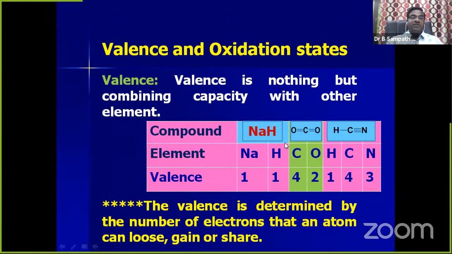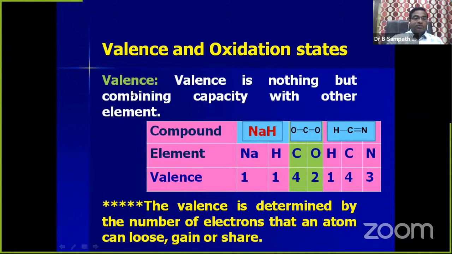Okay, children. Next, we have valency and oxidation states. This is very, very important, children. Once we understand this valency and oxidation state, it is very easy to write the formulas.